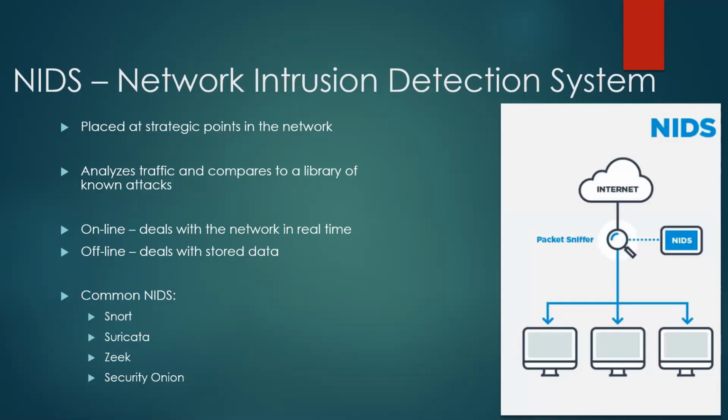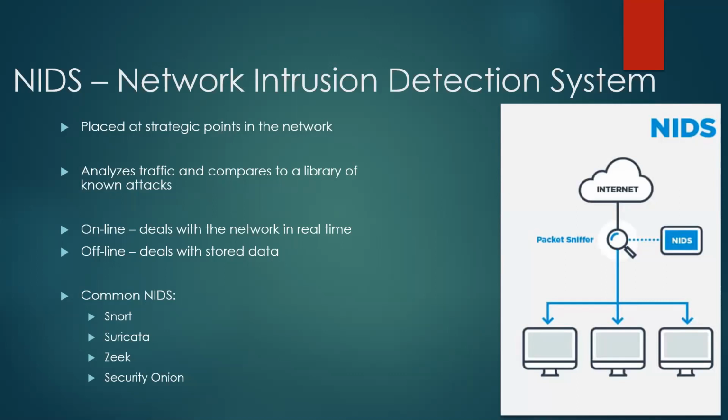Network intrusion detection systems are set up at a planned point within the network to examine incoming and outbound traffic. Traffic is then analyzed and compared against a library of known attacks. If an attack or abnormal traffic is found, the system alerts the administrators.